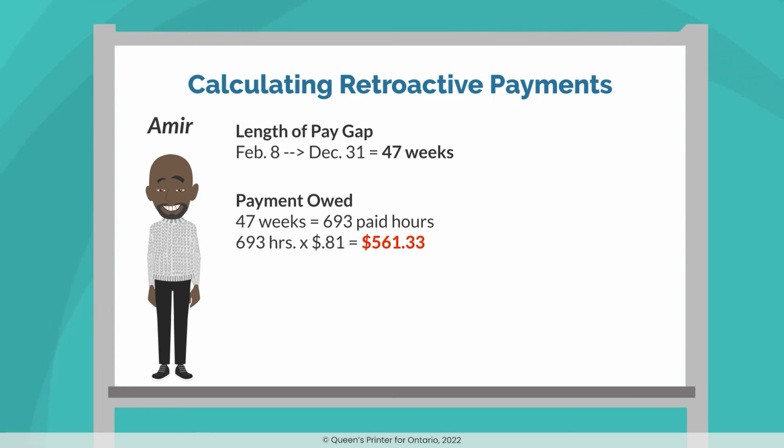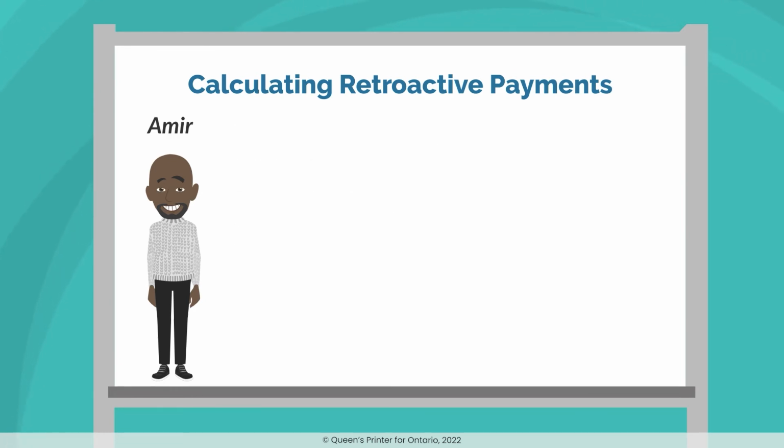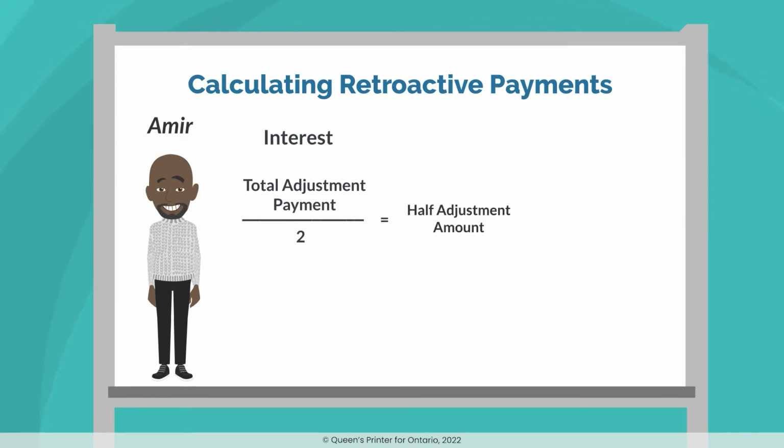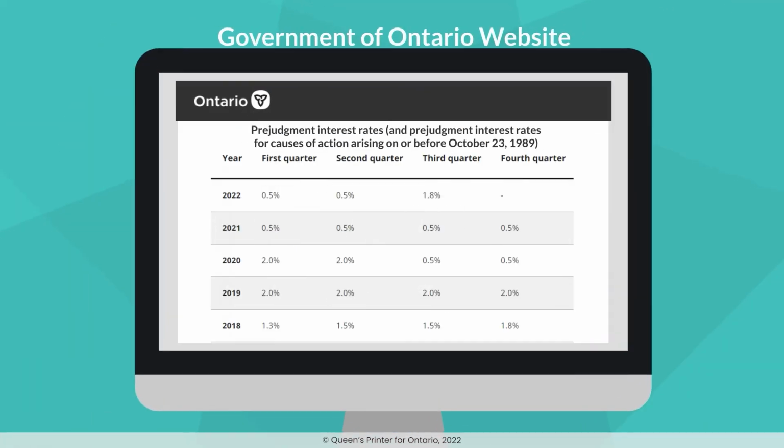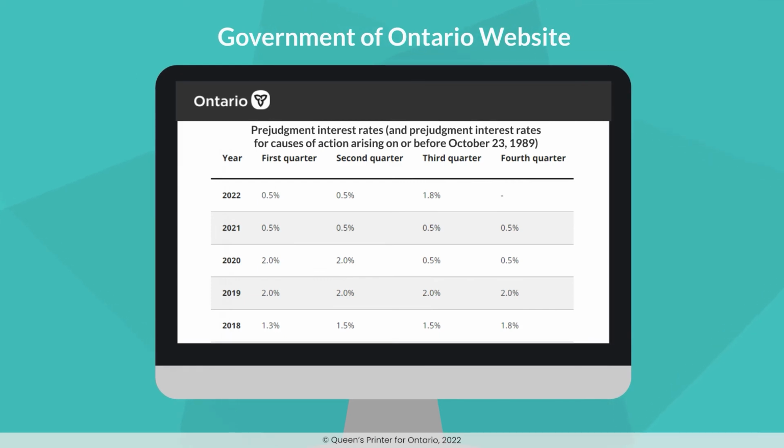But since we are doing this exercise in 2022, and this is an adjustment for 2021, we should also include interest. We can determine interest by dividing the total adjustment amount in half, as established by case law, and multiplying it by the interest rate set out by the Government of Ontario for the year in question. We can look up interest rates on the Ontario website that is linked in the toolkit under the prejudgment table. It looks like the interest rate for February 2021 is 0.5%.